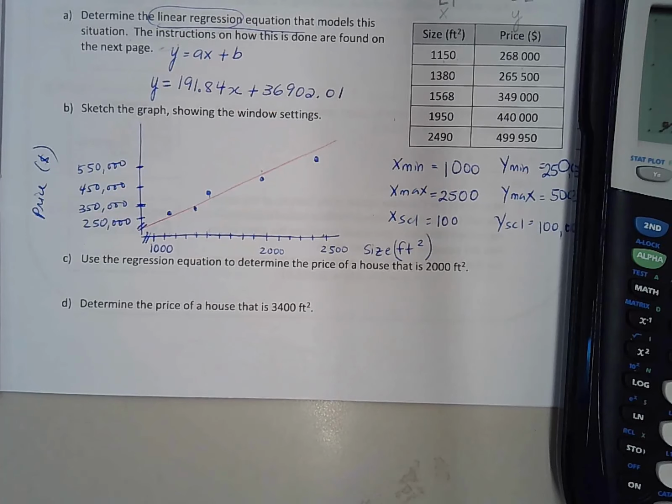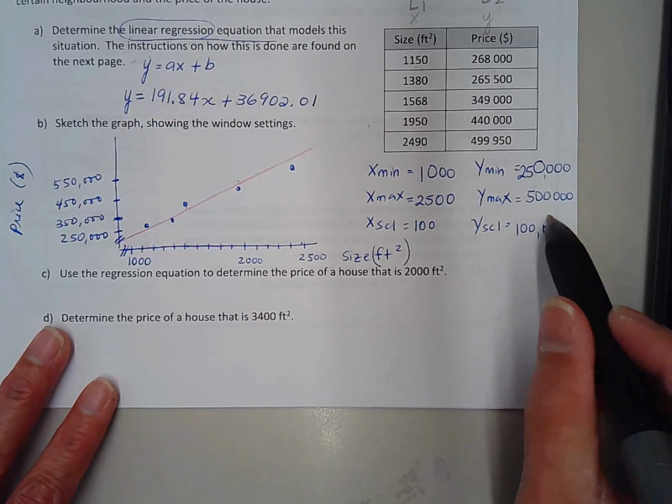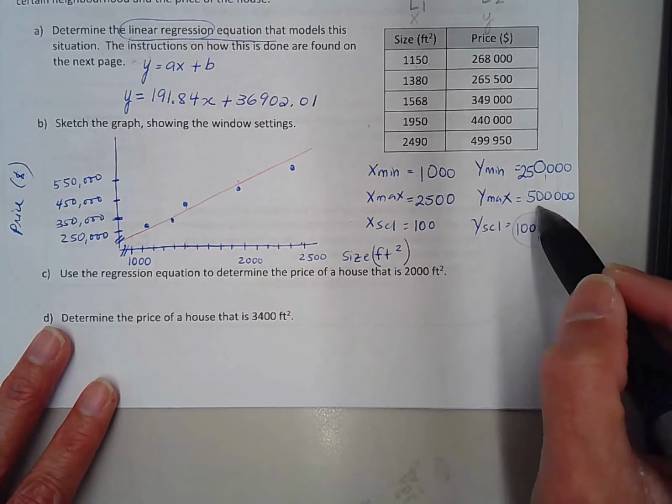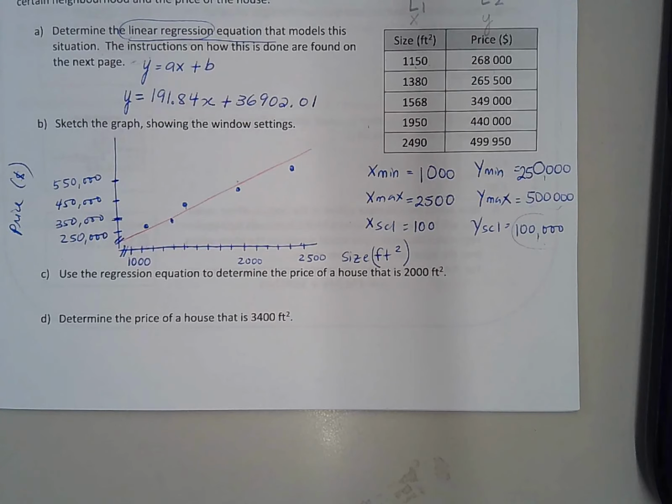Why did you put 550,000 for a price, but for the y-max you put 500,000? Oh, yeah, this one here. Because if I go, it's 100,000. It's just a little bit over. It's okay. Is that good? Is that okay?